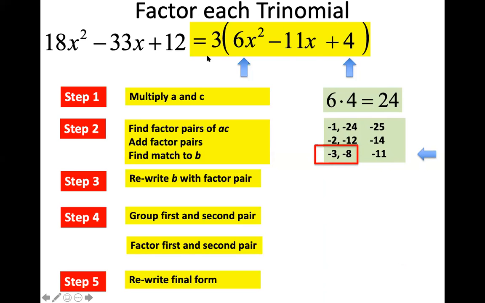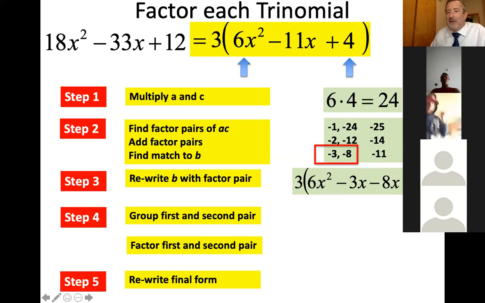I'm going to take this whole big honking yellow thing right here and rewrite it, and I'm going to rewrite negative 11x as negative 3x minus 8x. And then I'm going to continue on with the process. Here's the problem. Before, we didn't have these two sets of parentheses. Now we do. Now I'm going to add 4 more sets of parentheses. That gives me a total of 6 parentheses.